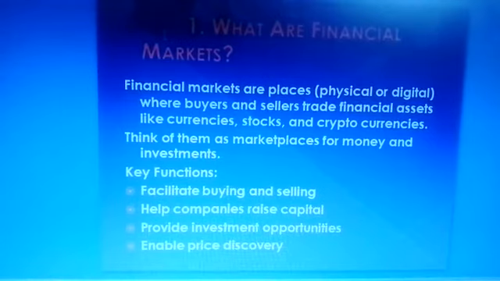What are financial markets? Financial markets are places, physical or digital, where buyers and sellers trade financial assets like currencies, stocks, and cryptocurrencies. Think of them as marketplaces for money and investment. So when we say physical or digital, digital are like broker apps, Binance and the likes. Or physical, we have the OTC markets and some other kinds of markets where you can trade physically, but it's only limited to certain kinds of people here.